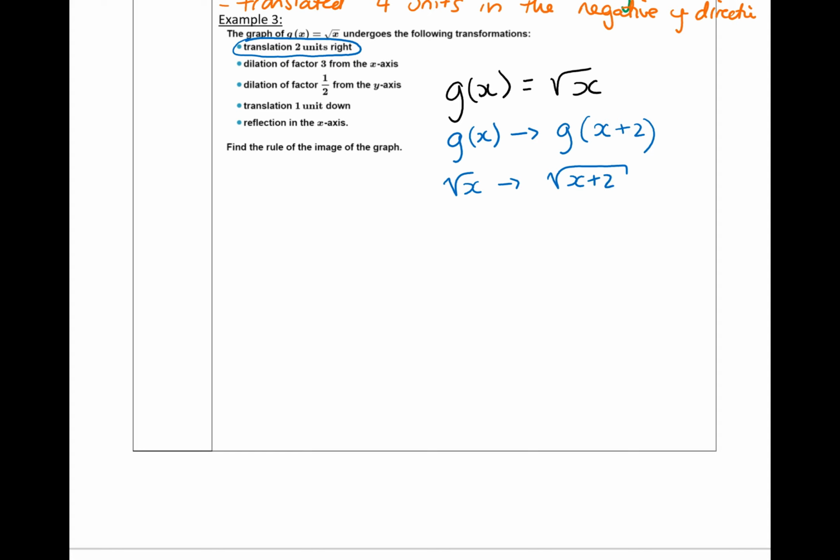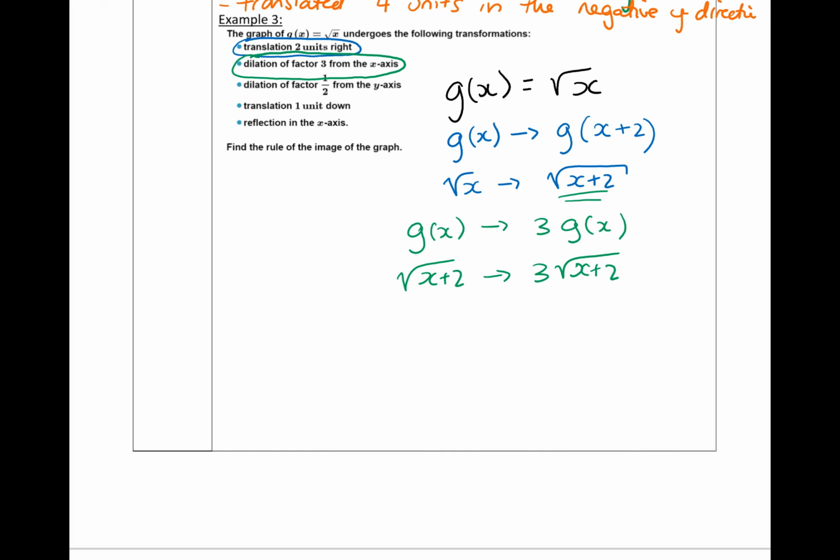We need to dilate by a factor of 3 from the x. Well, okay, that tells me that this g of x would become 3 g of x. So square root of x plus 2 becomes 3 times the square root of x plus 2. If we're dilating by a factor of 1/2 from the y, well, g of x would become g of 2x.